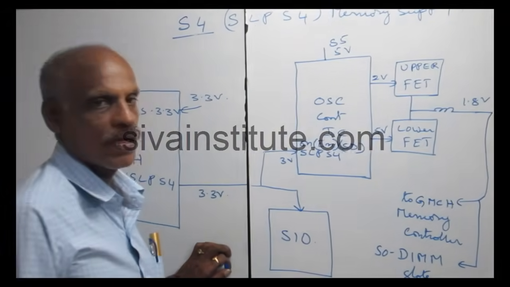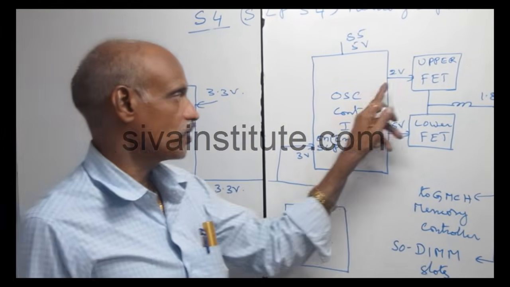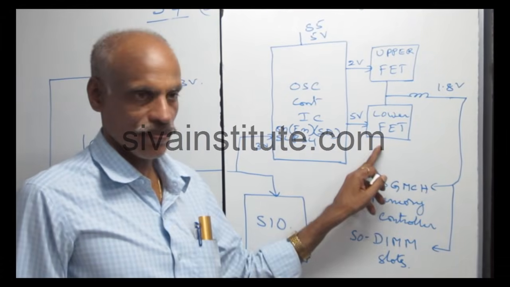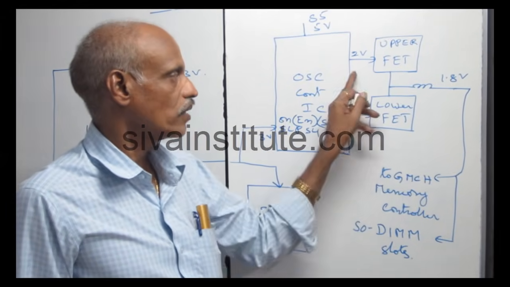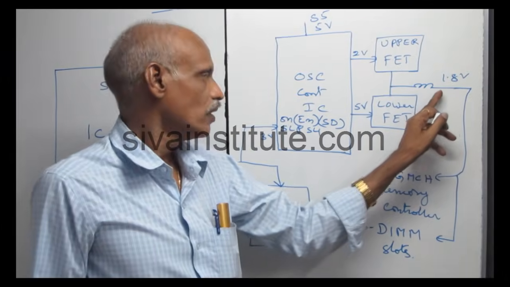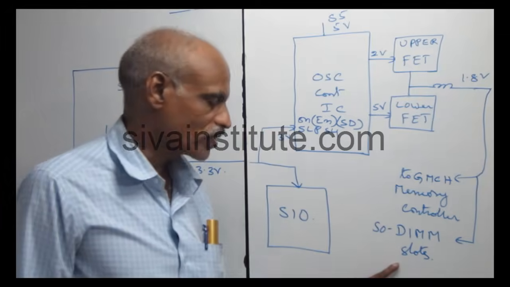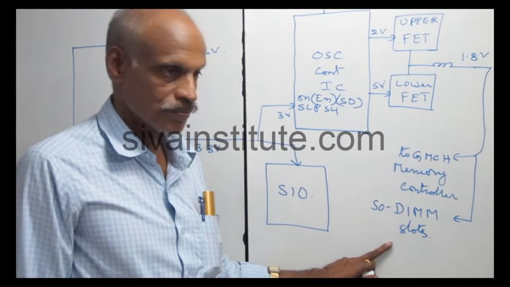After this, the IC starts function. This voltage is released as 2 volts to the upper FET and 5 volts to the lower FET. When this voltage comes out from this coil, it goes to the GMCH memory controller and DIMM slot controller, DIMM slots.